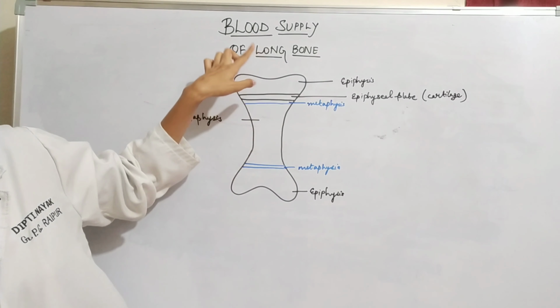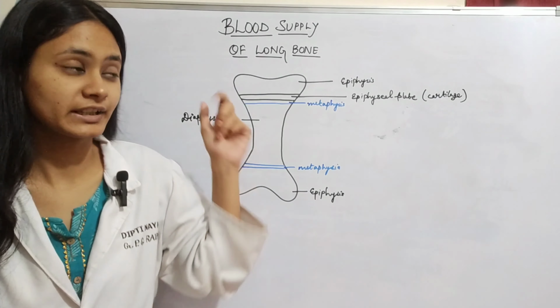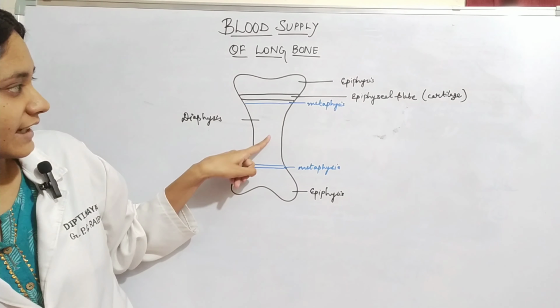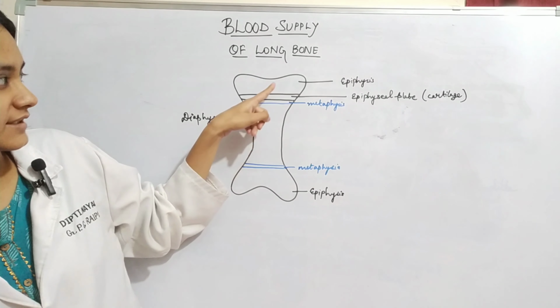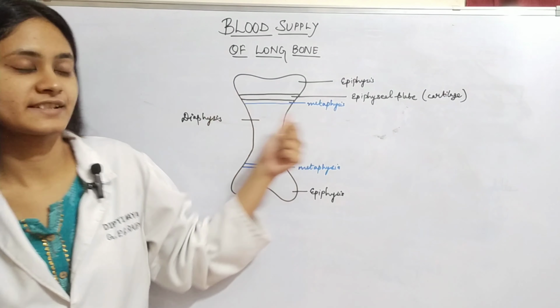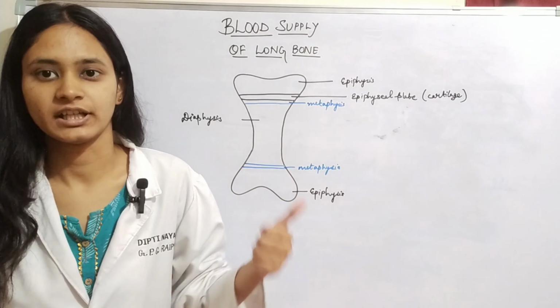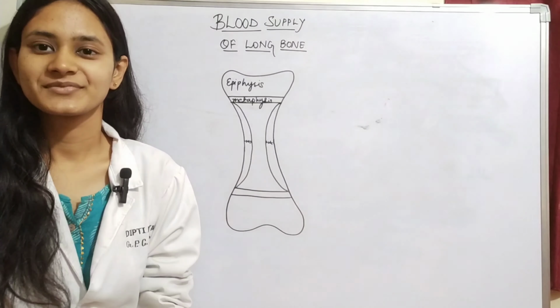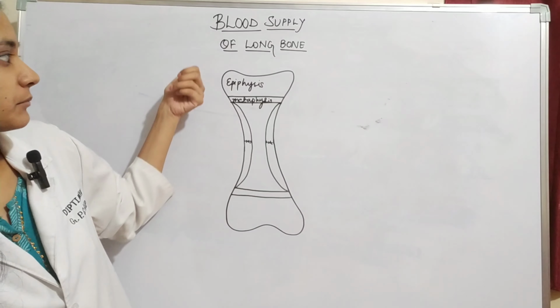So in a long bone, if not a young long bone, you will see only epiphysis, metaphysis, diaphysis and then metaphysis, epiphysis. There will be no epiphyseal plate in a long bone after puberty. So the epiphyseal plate is seen only in a young long bone. Here we will study the blood supply of long bone.